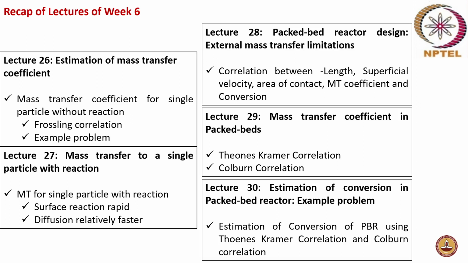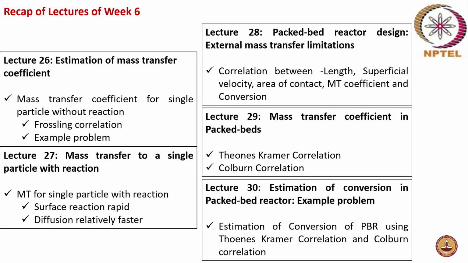So week 6 had detailed discussion on when the external mass transport is limiting in a catalytic reaction. Mass transfer coefficient for a single particle without reaction, where the Frossling correlation was introduced, and then mass transfer coefficient for a single particle with reaction, where surface reaction is rapid and diffusion is relatively slower.